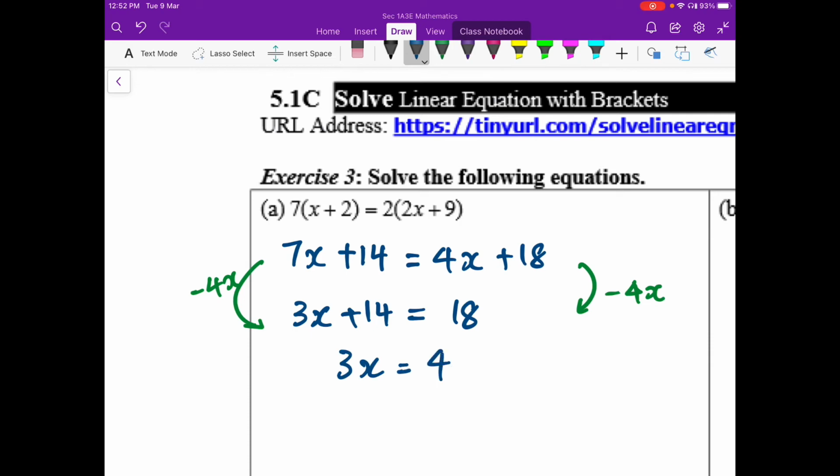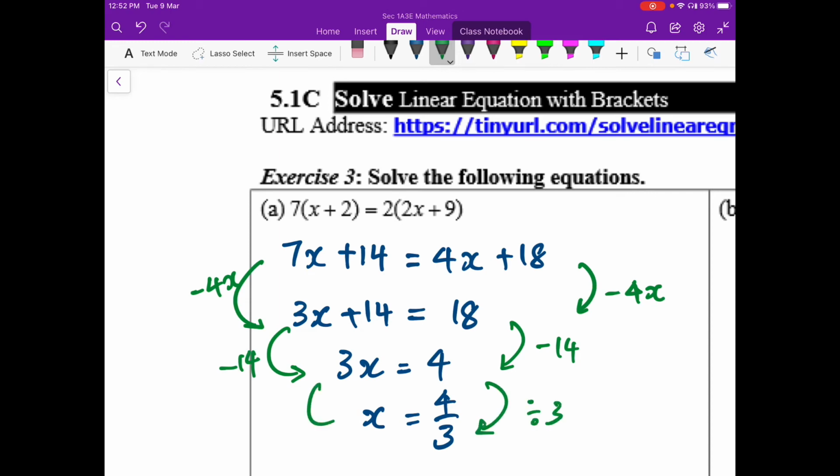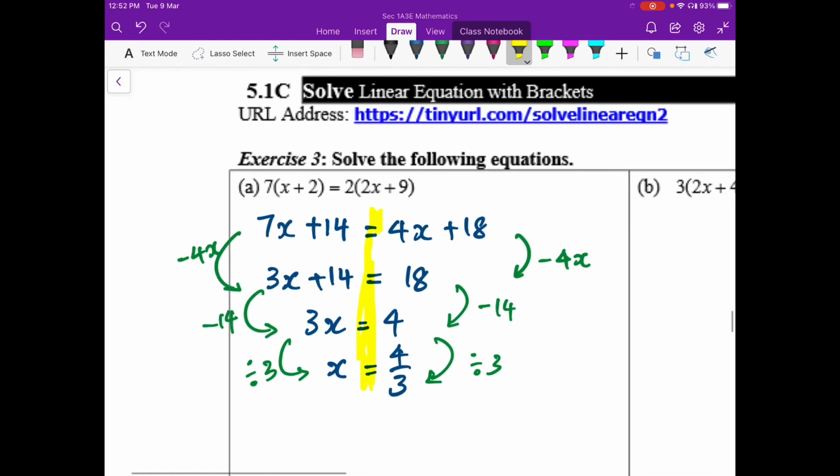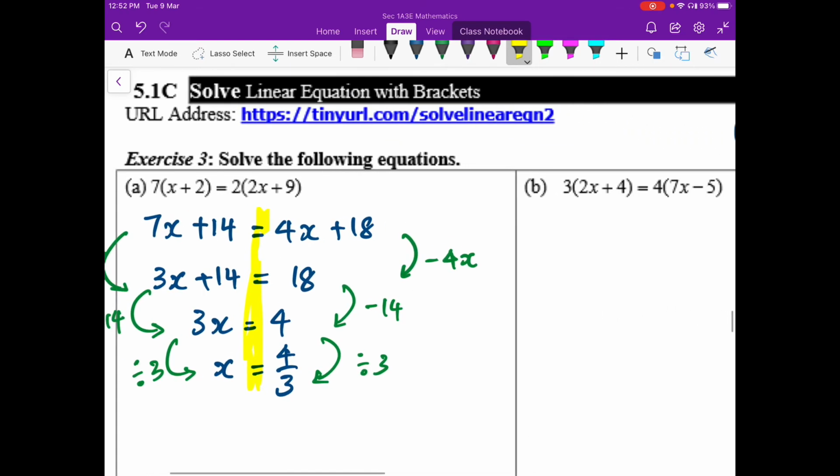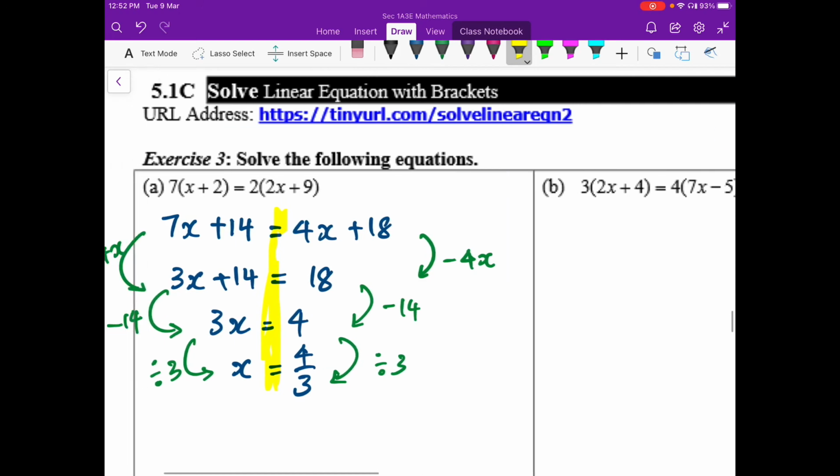I've just subtracted 14 on both sides, and for the final answer, dividing by 3 on both sides. Okay, you can draw the arrows by yourself, minus 14. If you don't require them, then you don't need to. And the final step is division by 3. Whatever you do on one side, you do to the other side so that they stay equal. The equal sign, all of them. At every single instance, the left hand side will be equal to the right hand side. Okay? Any questions?